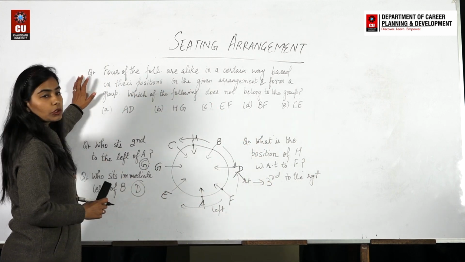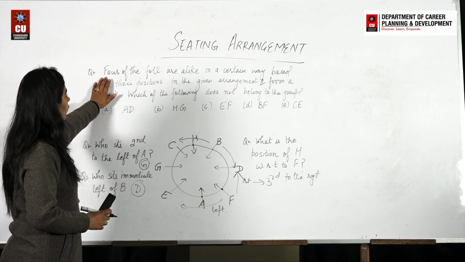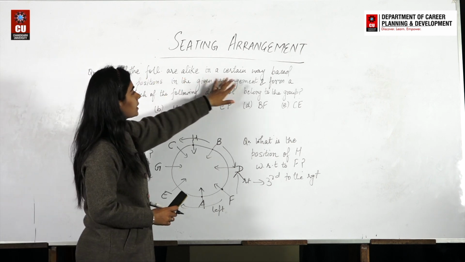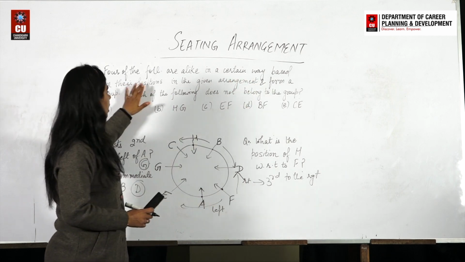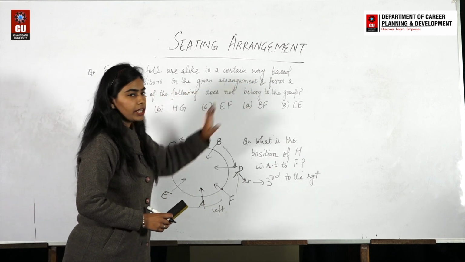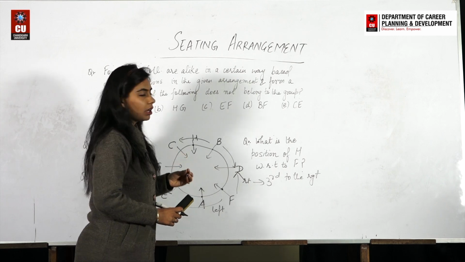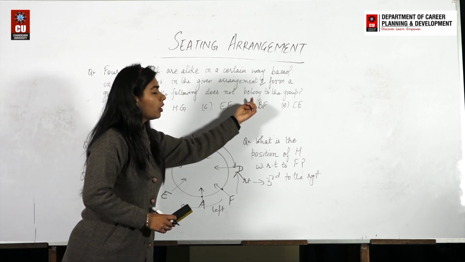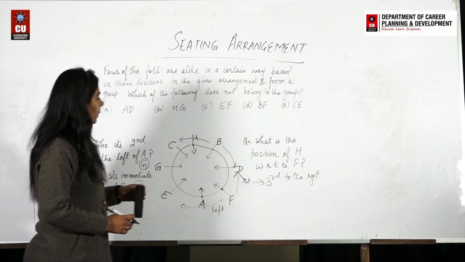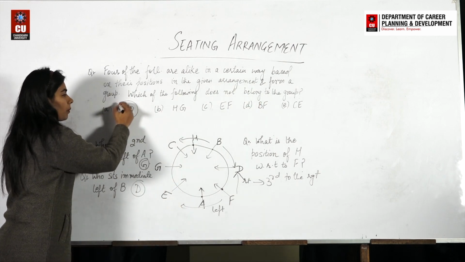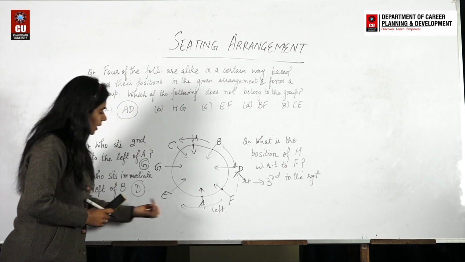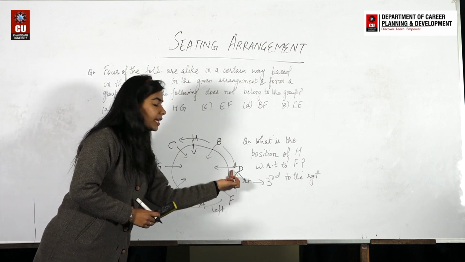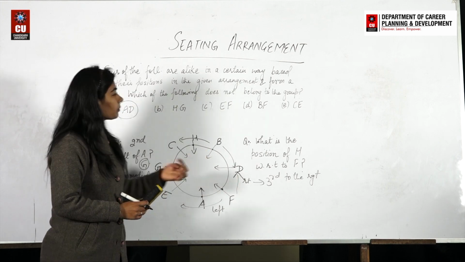Now the fourth question is, four of the following are alike. Alike means the same, in a certain way, based on their positions in the given arrangement and which forms the group. We have to find which does not belong to the group. When we see the first option, A, D. A is here, D is here. D is second to the right of A.